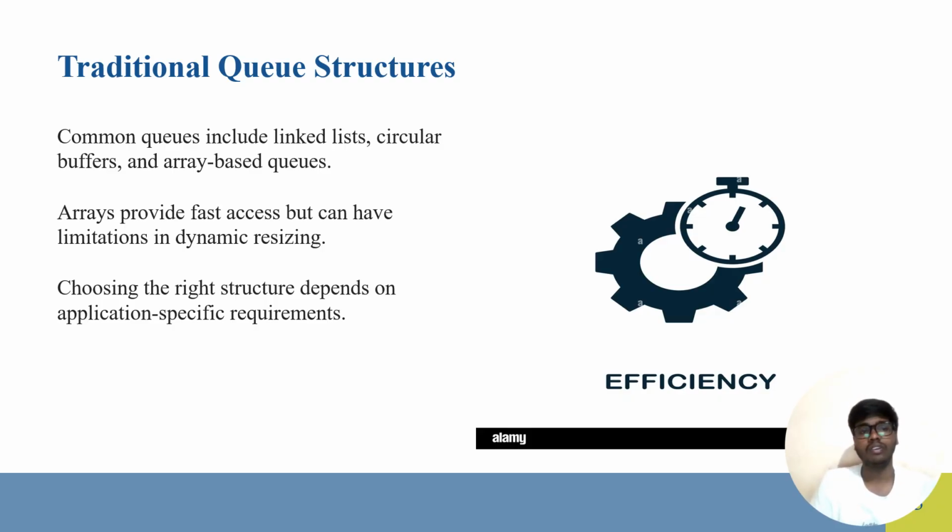Here, the traditional common queues include linked lists, circular buffers, and also array-based queues. Arrays provide fast access but can have limitations in dynamic resizing. And choosing the right structure depends on application specific requirements.